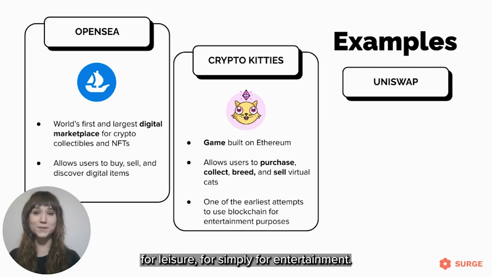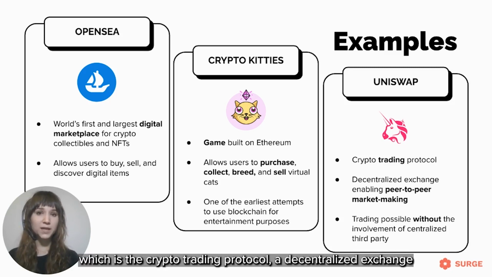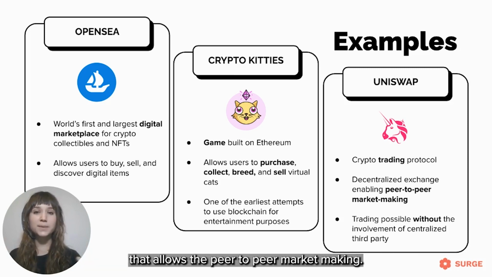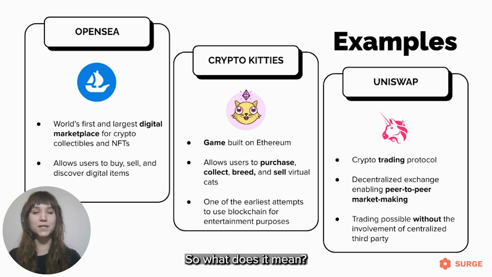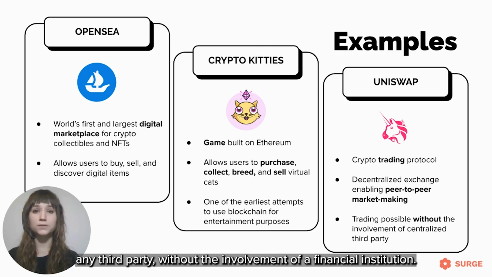And lastly, Uniswap, which is the crypto trading protocol, a decentralized exchange that allows the peer-to-peer market making. So what does it mean? It allows users to invest without the involvement of any third party, without the involvement of a financial institution.